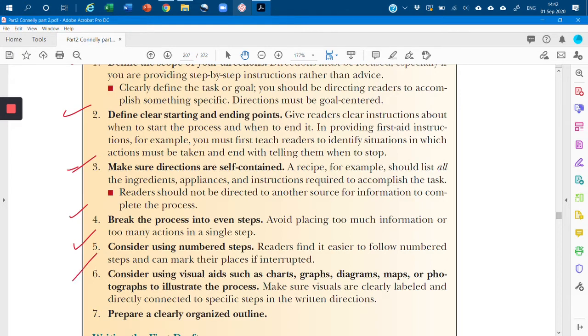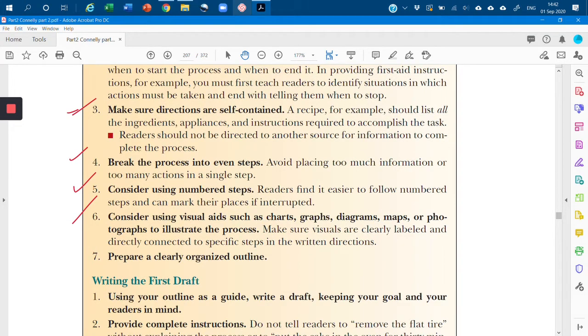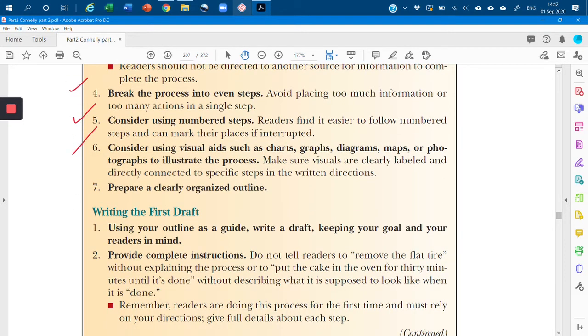Visual aids are also excellent because they help put things in perspective, and sometimes if you're not clear or they don't understand your language, the photos will help them. Okay, and then you go ahead.